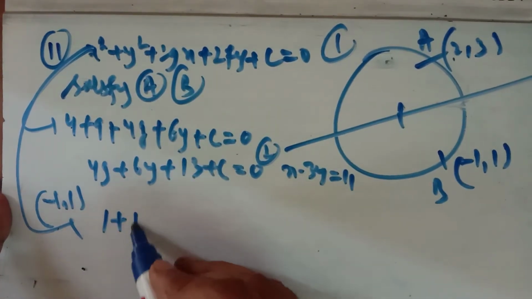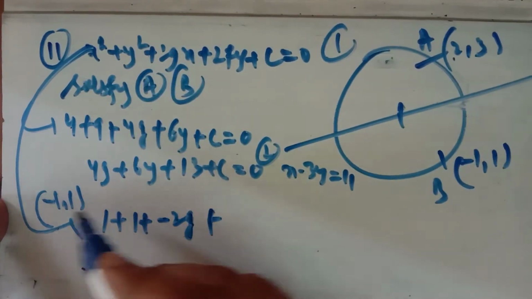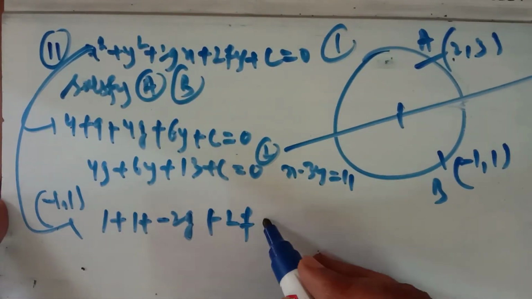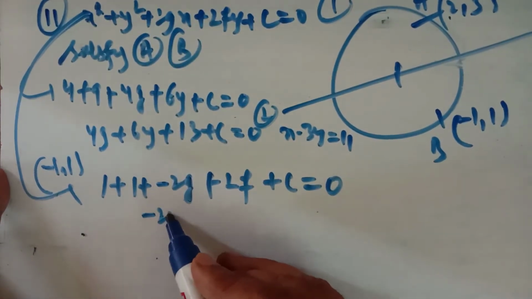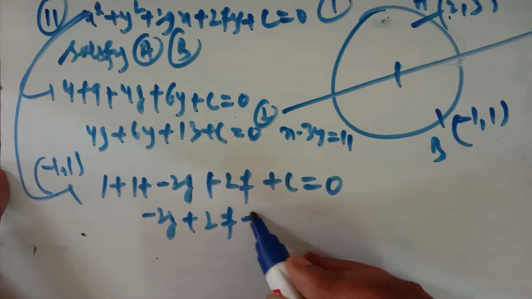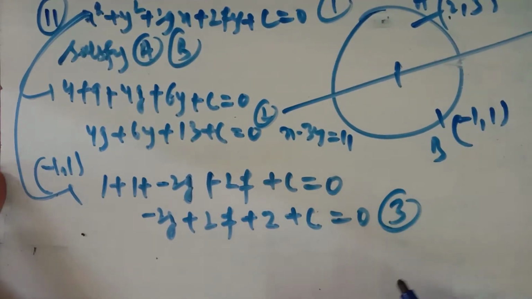Now again the second point, that is -1 and 1, will satisfy this equation. So it will be 1 plus 1. The value of x is -1, so minus 2g. The value of y is 1, so plus 2f, plus c equal to 0. So you are getting -2g plus 2f plus 2 plus c equal to 0. Let us call this equation 3.